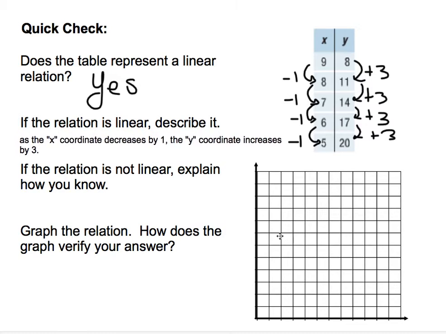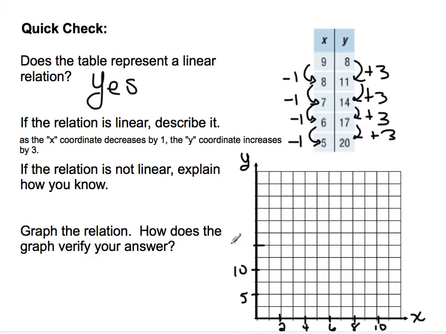And then it says graph the relation and how does it verify? Okay, so I know my biggest x value is 9, my smallest value is 5, so we're going to have to go up by 2s: 4, 6, 8, 10. Again, we have to label our axes. I should have done that first, so x and y. And we go from 8 to 20 on the y-axis, so I'm going to go up by 5s.